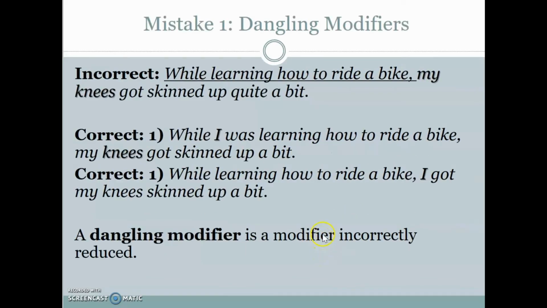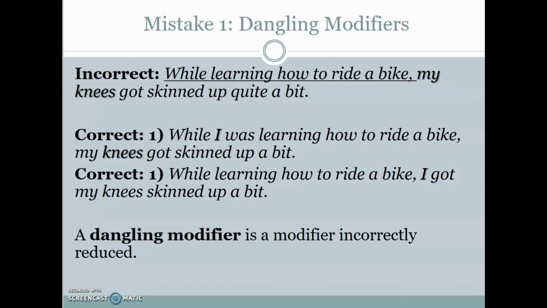Now again, we're going back to the same two mistakes that can happen when you reduce dependent clauses. The first one is a dangling modifier. It's when a modifier is incorrectly reduced. For example, while learning how to ride a bike, my knees got skinned up quite a bit. In this sentence, the adverb clause is reduced and it's placed next to the subject, my knees. Therefore, that means that my knees were learning how to ride a bike.